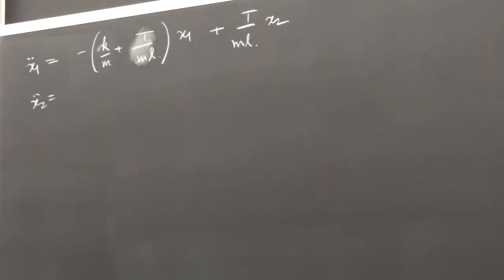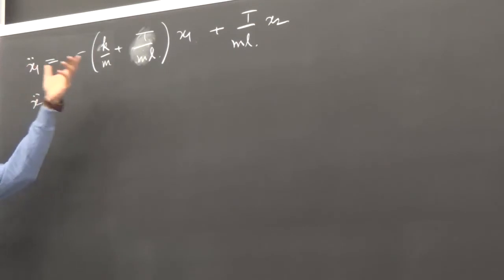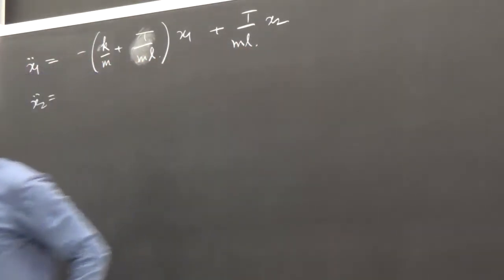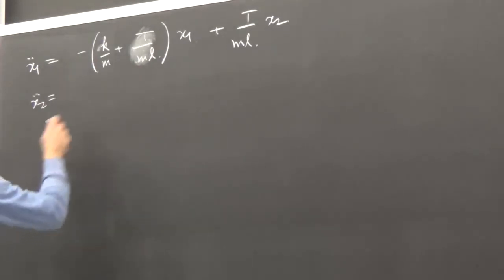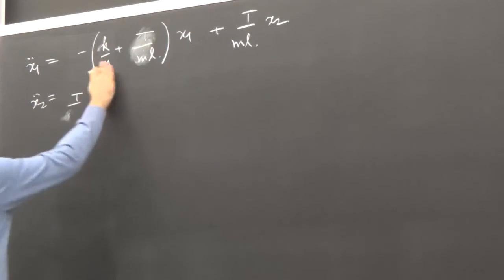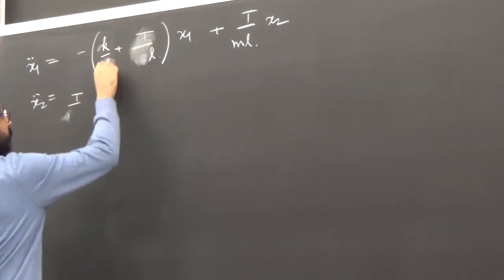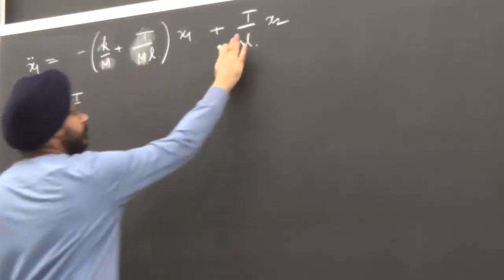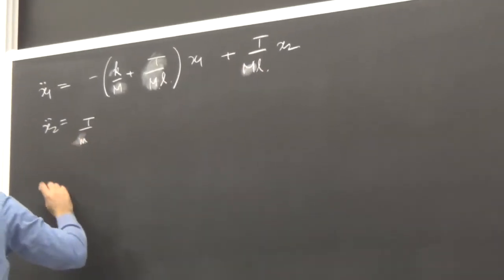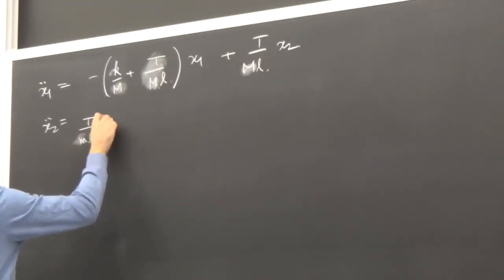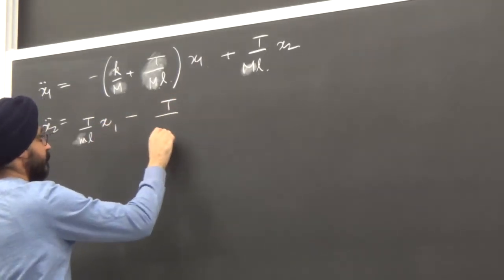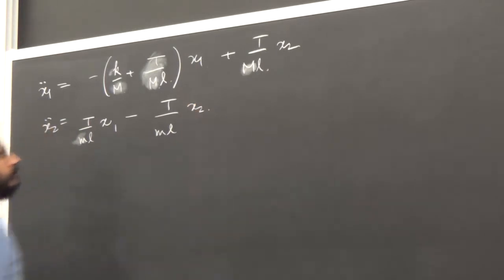You want to always have equations of motion as a linear combination of the original variables. Okay? The second one looks more simple. This is T over, this is capital M, sorry. So this is the first mass, this is capital M. Second mass is T over little m L, x1 minus T over little m L, x2.